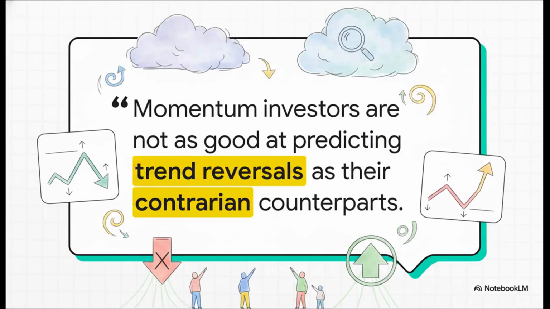And hey, this isn't just some abstract theory. There's data behind it. As the source material points out, contrarian indicators often have a way better track record when it comes to spotting those major turning points in the market. Turns out, betting against an extreme crowd can be a very, very powerful strategy.